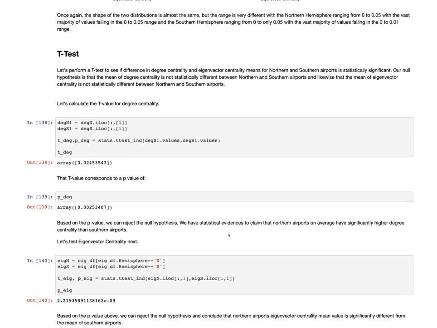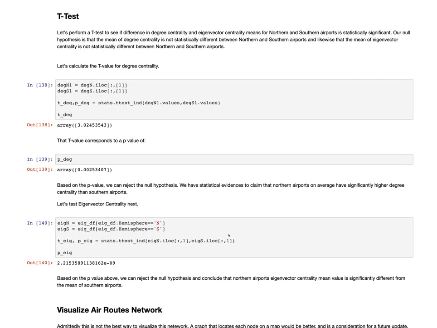And also, in the end, we performed a t-test just to test our assumption about the behavior of airports and routes in the northern versus southern hemisphere.